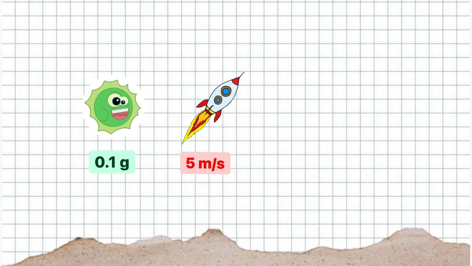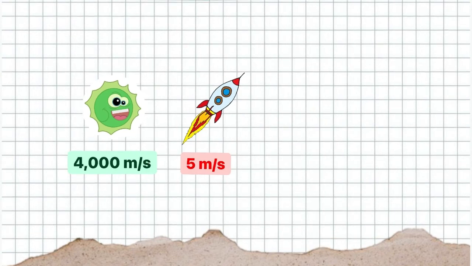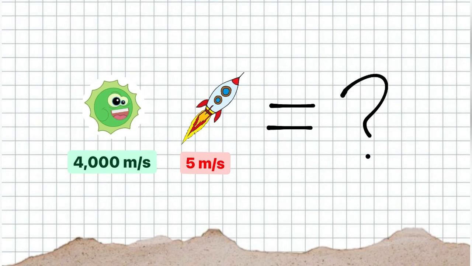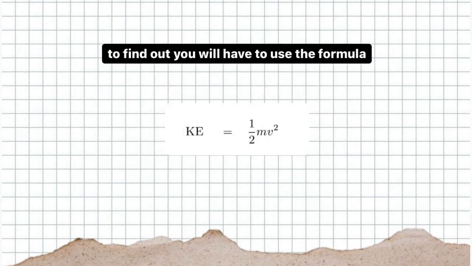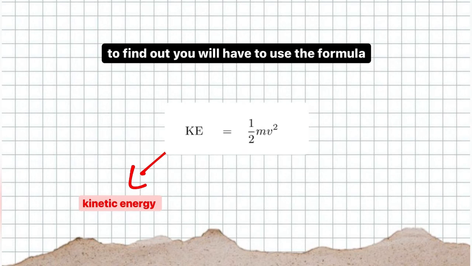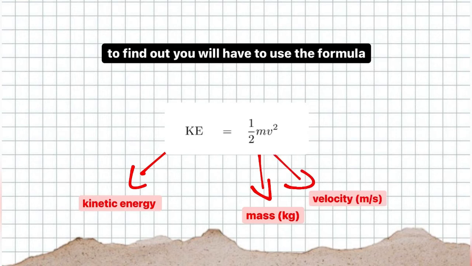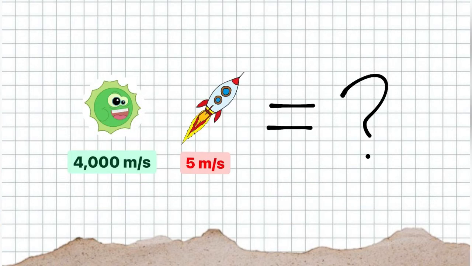However, what if the rocket was moving at 5 meters per second and the particle was moving at 4,000 meters per second? To figure out which object had the most kinetic energy this time, we'd have to use the equation KE equals half mv squared, which states that KE, kinetic energy, equals 1/2 times mass, which is measured in kilos, times velocity, which is measured in meters per second. And don't forget that it's squared. For the purpose of this question, velocity and speed are interchangeable.